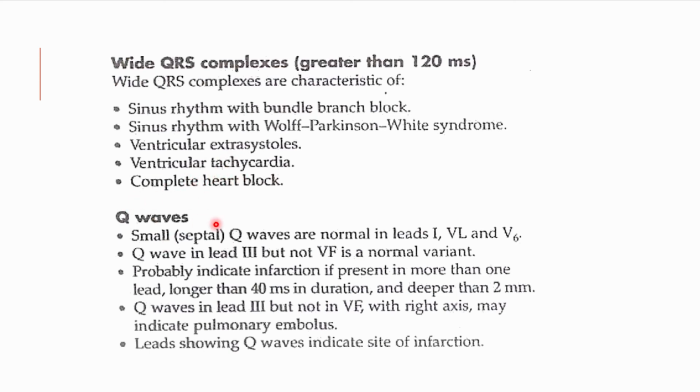If you get Q waves, these are usually normal in leads 1, AVL, and V6. The Q waves in lead 3 can be there, but not in AVF. And if the Q waves are there, it probably indicates that there's infarction if it's present in more than one lead, and if it's longer than 40 milliseconds in duration and deeper than 2 millimeters, so deeper than 2 small boxes. Then Q waves in lead 3, but not in lead AVF, with right axis, may indicate pulmonary embolus. Then leads showing Q waves indicate usually the site of the infarction. And remember, these Q waves are pretty much permanent.